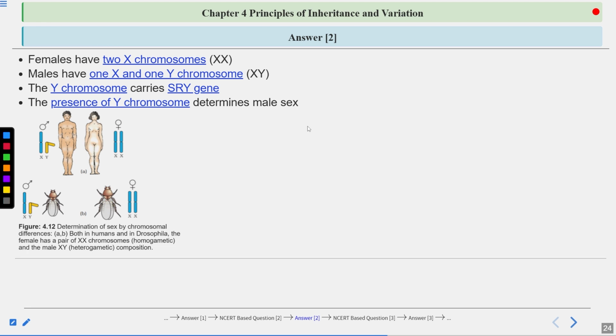So you can see in this image again, males have XY chromosomes. The Y chromosome is shorter as compared to the X chromosome. Females have X and X chromosomes. Similarly in Drosophila also, okay, XY type of sex determination is seen. Here the males are heterogametic and the male determines the sex of the child.